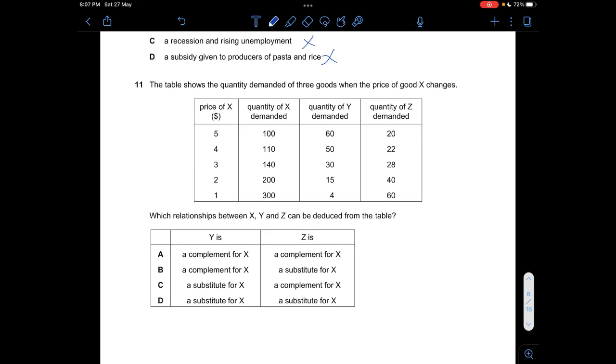Question 11, the table shows the quantity demanded of 3 goods when the price of good X changes, and which relationship between X, Y, and Z can be deduced from the table. So when it's at $5, the quantity of X demanded is 100, quantity of Y demanded is 60, and the quantity of Z demanded is 20.